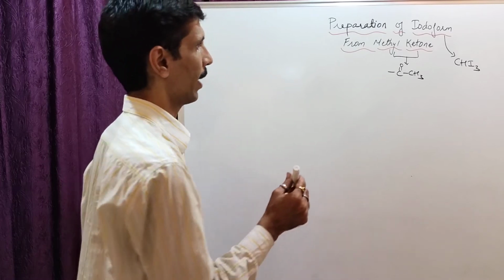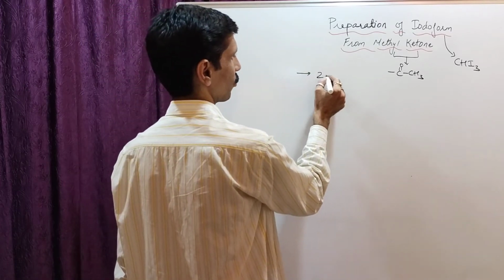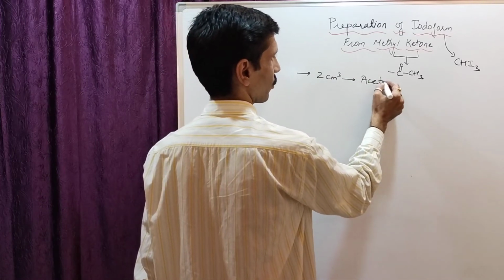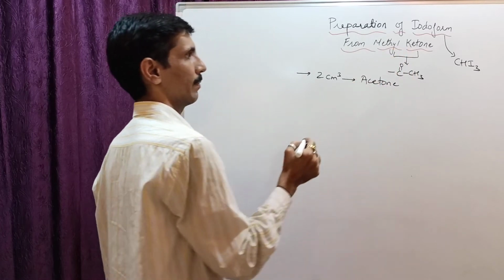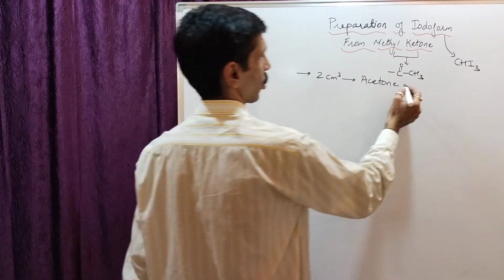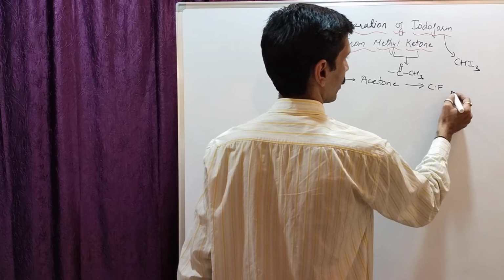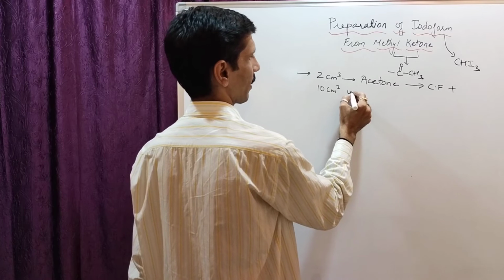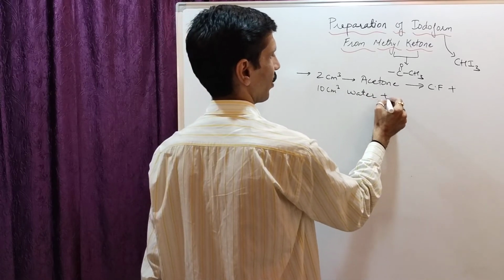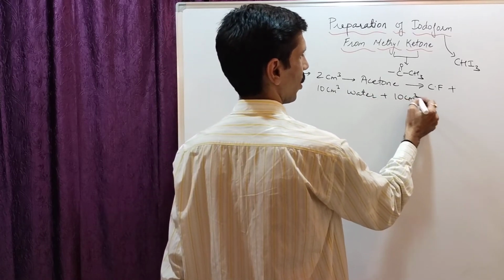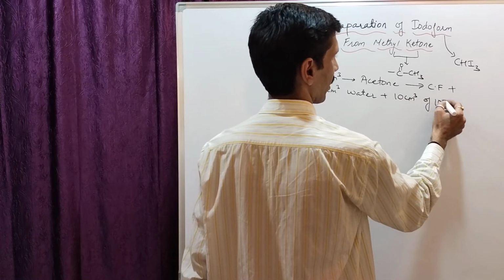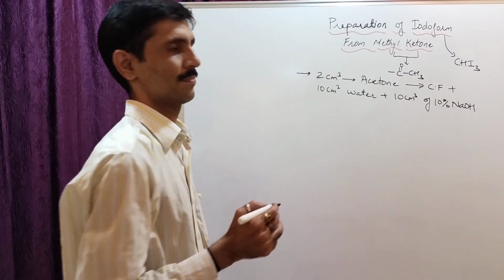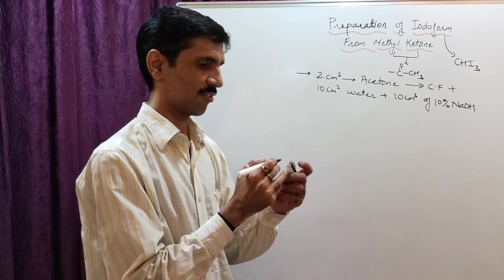So in step number 1, we take 2 cm cube of methyl ketone, or acetone, as one example coming under methyl ketone, in a conical flask, that is CF, to which we add 10 cm cube of water, and then 10 cm cube of 10% NaOH, that is sodium hydroxide. This is step number 1.